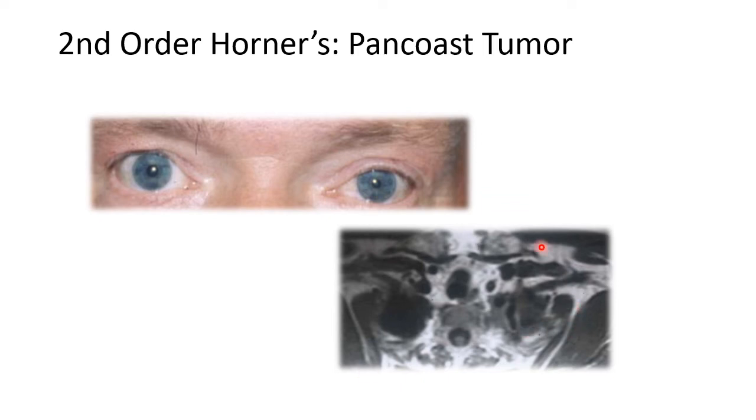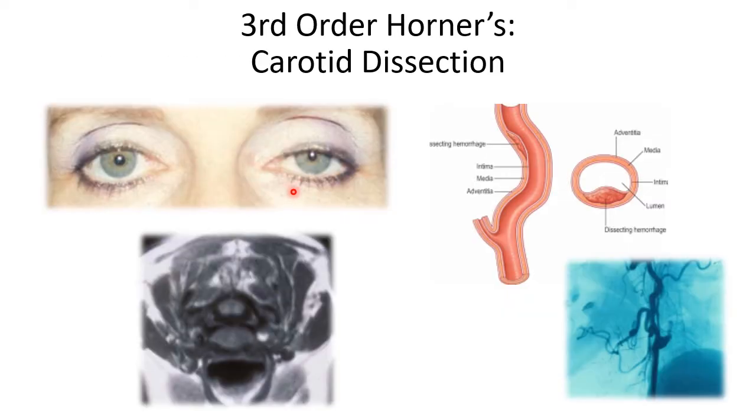Here's an example of a second order Horner syndrome due to a Pancoast tumor. In this axial image here, there's the apical lung tumor sitting here. And this patient has ptosis as well as miosis due to this Pancoast tumor in the lungs. So the classical third order Horner's is due to a carotid dissection. And this patient here presents with sudden onset of eye pain and ptosis as well as miosis.